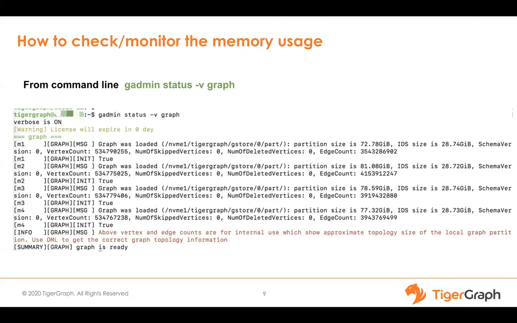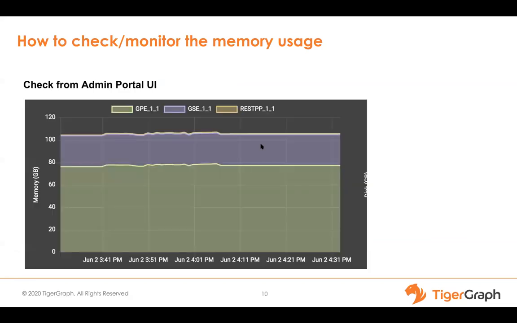That means if you run the TigerGraph system and it stays idle, each server will consume about 100 gigabytes of memory when it's idle. Okay, and you can also check the memory consumption on each server with this command. This is how we do it from the command line. And also, we can easily check it from our UI.